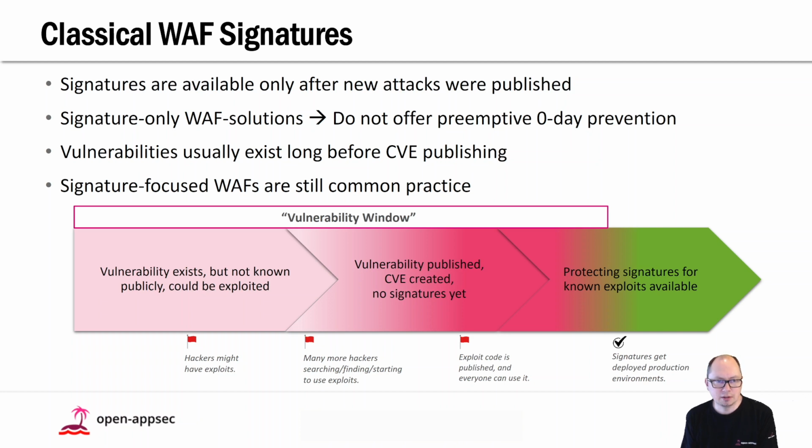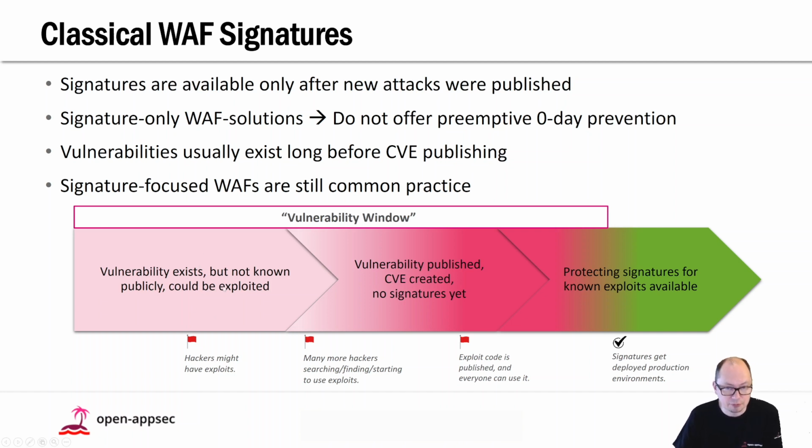In addition, the situation is that vulnerabilities, of course, usually exist a long time already before a CVE is actually published, which leads to the fact that for the time of the so-called vulnerability window, which starts when a vulnerability is introduced and someone might already exploit it, as you can see here in this phase, where some hackers might already have an exploit.